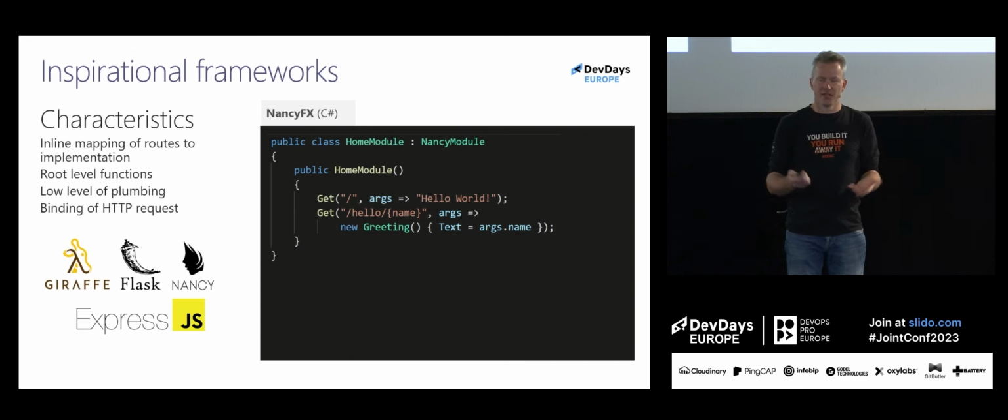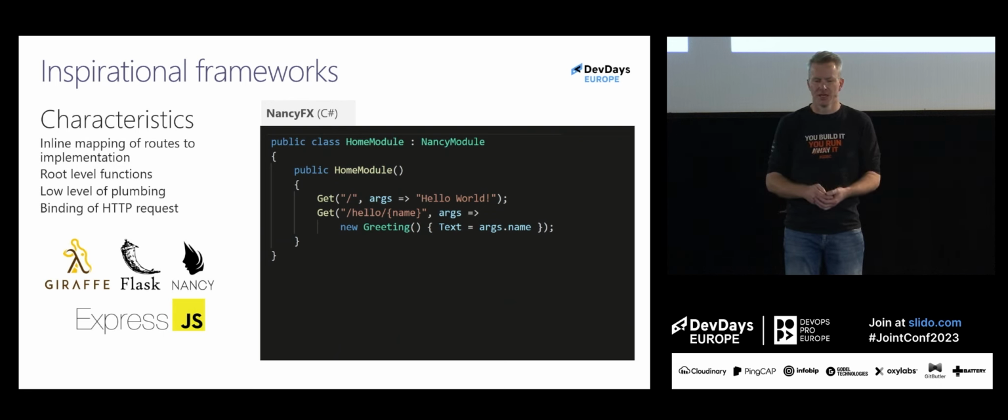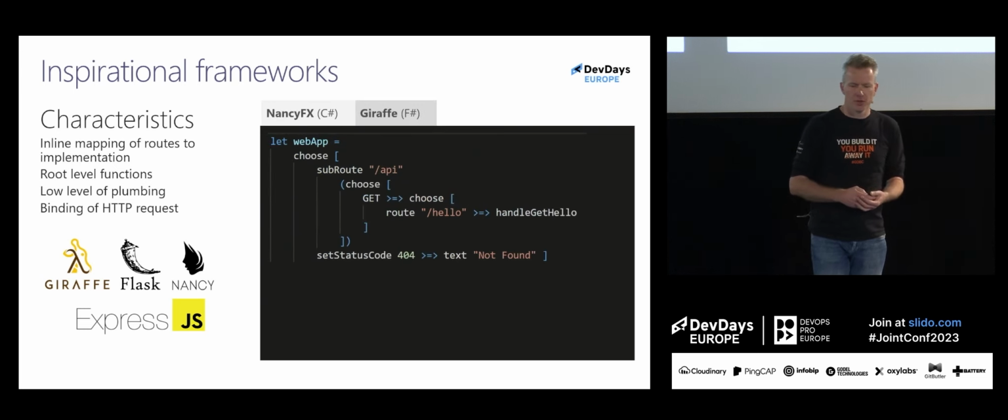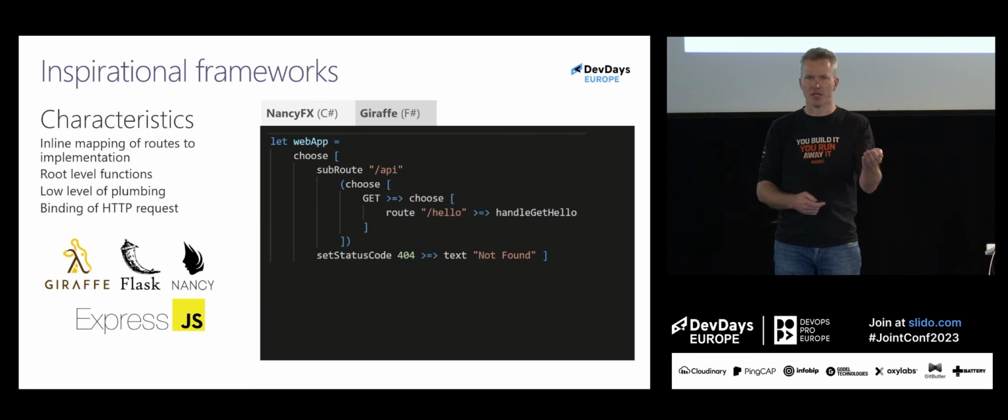It's Nancy FX, or the Nancy framework, and it uses modules. But if you look, then you can see this thing that will be recurring over and over again. It takes a route and it does something. So that's an expression or a lambda that says, okay, if you hit this route, do this. And this is the .NET world. But if you go to F#, for example, you see similar things. You have some routing, and you have some actions that are executed.